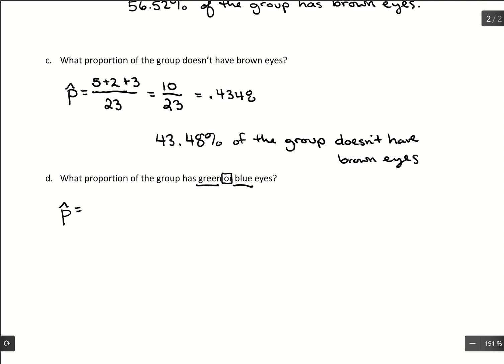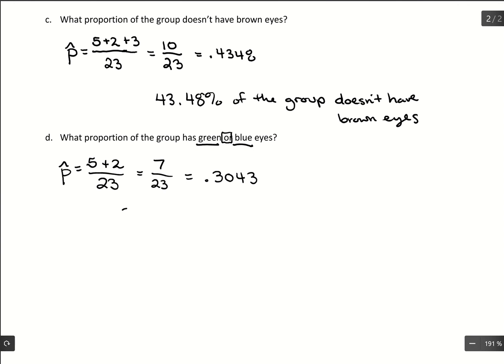So you want to take 5 people who have blue eyes plus those 2 that have green out of 23. So we have these 7 people who have green or blue eyes out of our group of 23, and that gives us 0.3043. So 30.43% of the group has green or blue eyes.